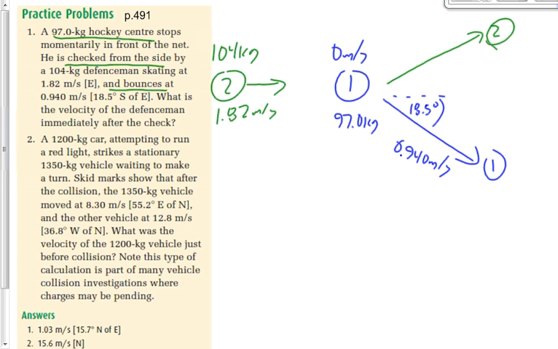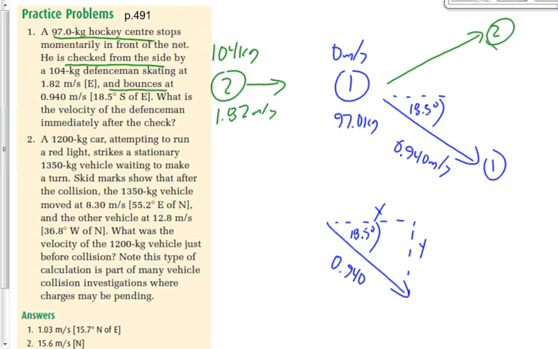All right. First thing that we see when we look at this question is that angle, the 18.5 degrees. It jumps out at us. We don't like funny angles, so we've got to get rid of it. So off to the side somewhere, let's figure out the x and the y components of that 0.940 meters per second. Let's just do it right here. Okay, the hypotenuse is 0.940. This is x, this is y, and we've got an 18.5 degree angle here.